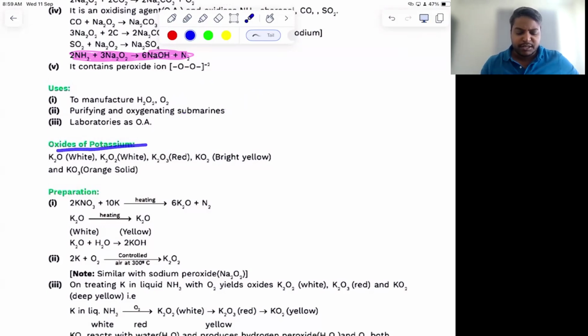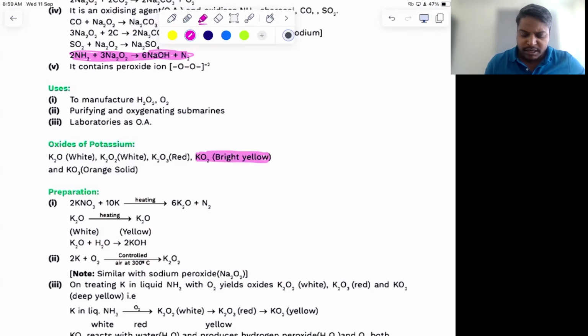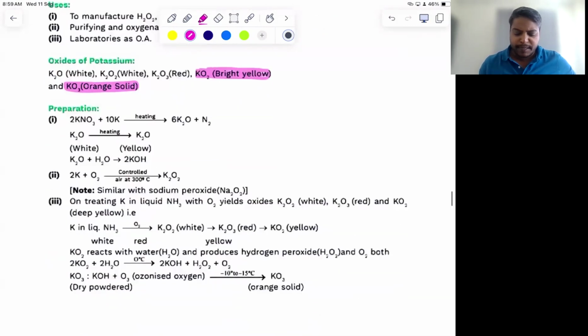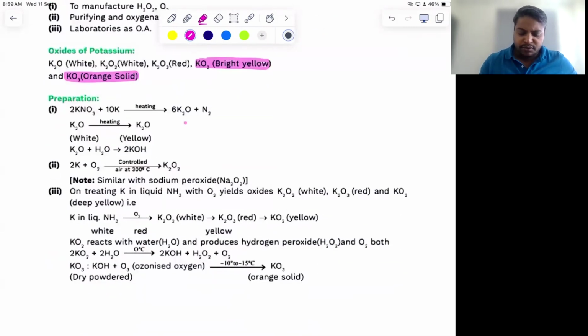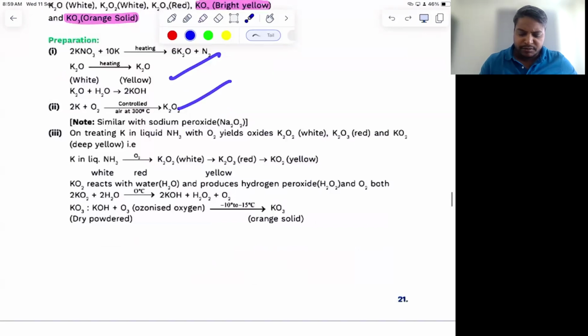Next, oxides of potassium: K2O, K2O2, K2O3, KO2, and KO3. Out of all of these, the most important ones are the last two. One is KO2, which is bright yellow, and another is KO3, which is an orange solid. K2O and K2O2 are hardly asked, so I'm not worried about these ones. I'm directly coming to the third one.